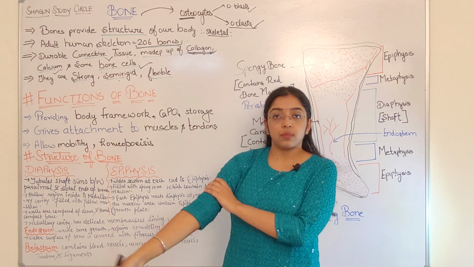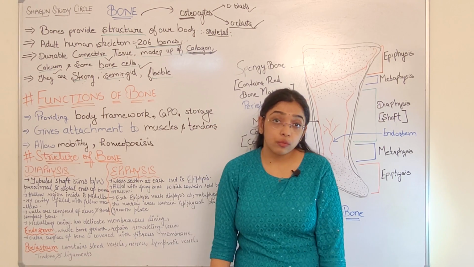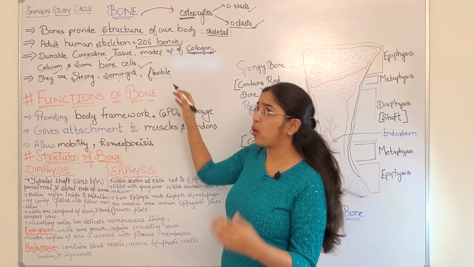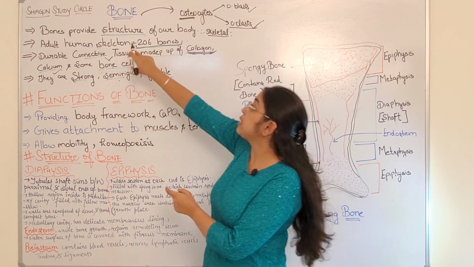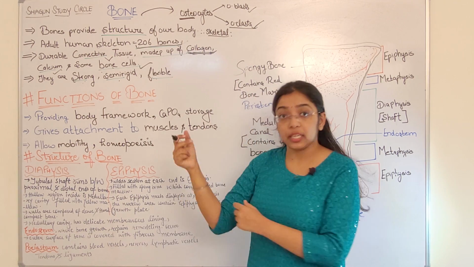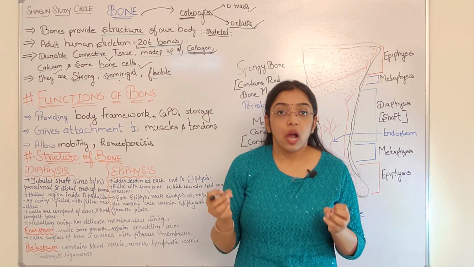Semi-rigid and flexible. This is bone. I am able to fold it. I am able to move my hand. I am able to move my legs. Why? Because they are quite flexible. Here is the joint, bone. Like the first step was that it provides structure of our body. It does provide structure, but it also helps in connection. How?